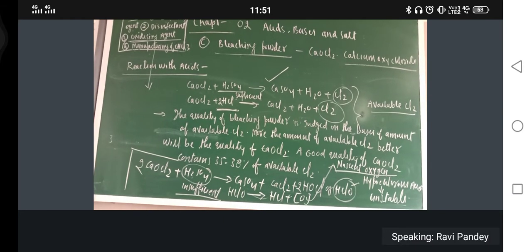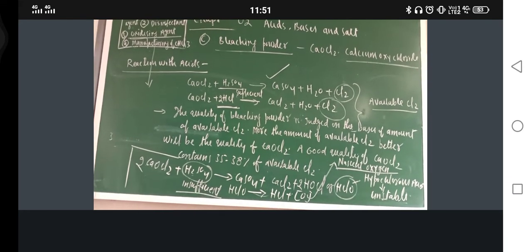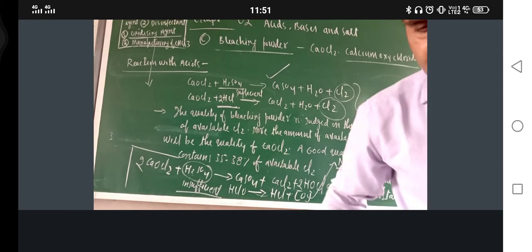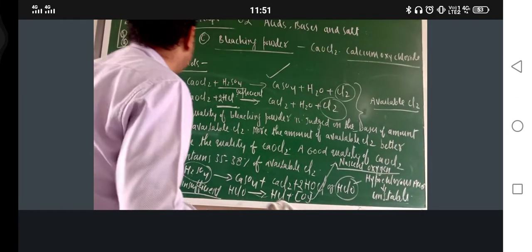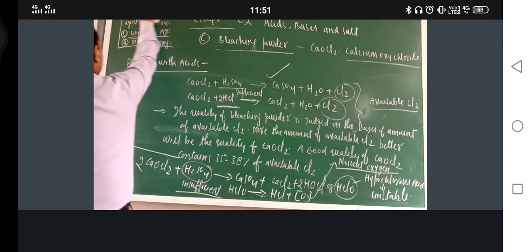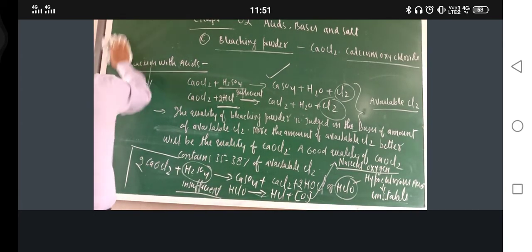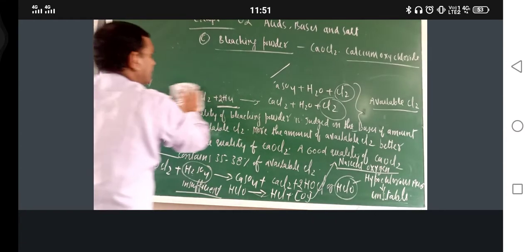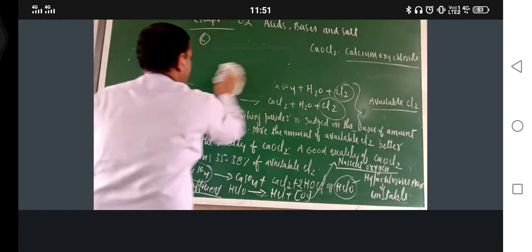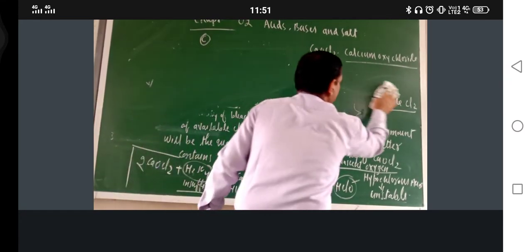Okay, so just see. Next chemical compound is baking soda. I will tell you the difference between baking powder and baking soda also. Just try to understand.